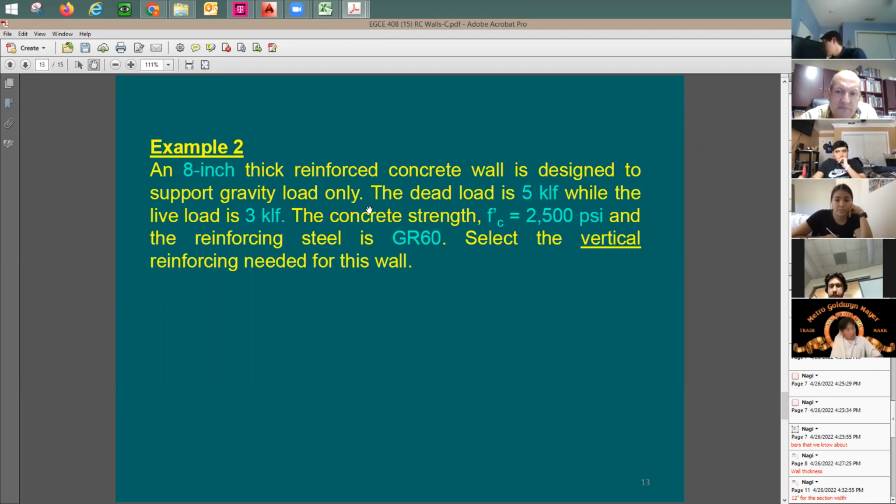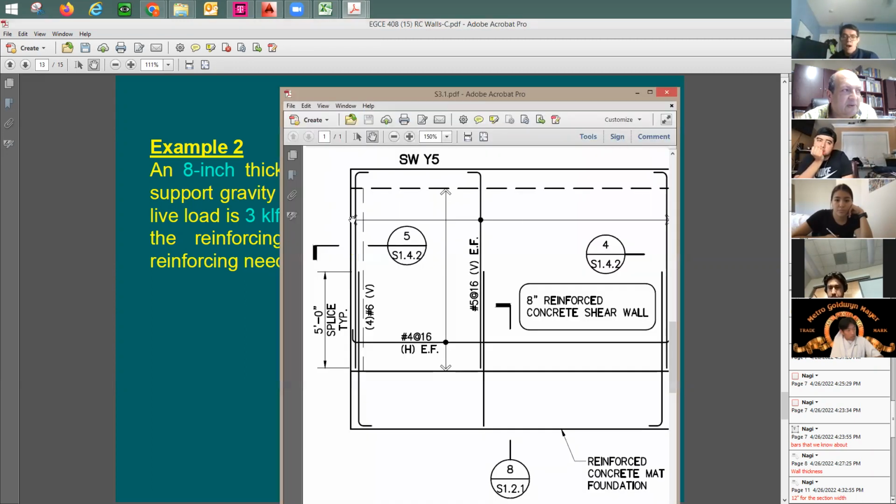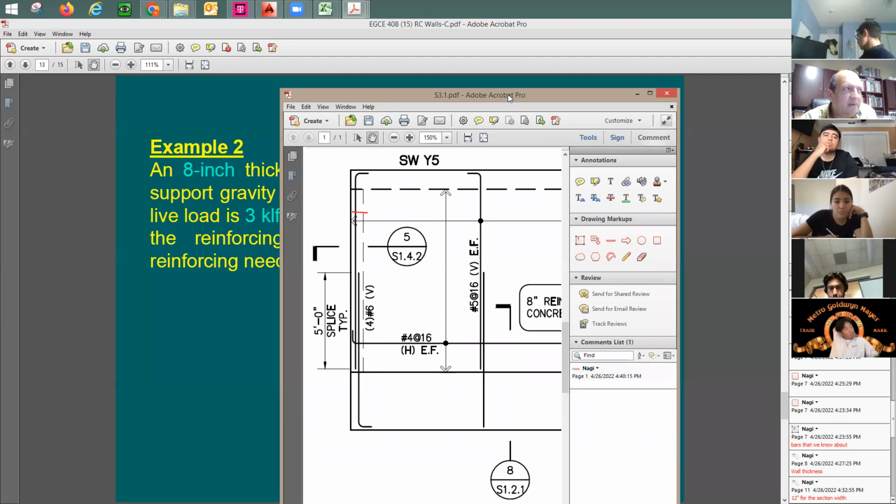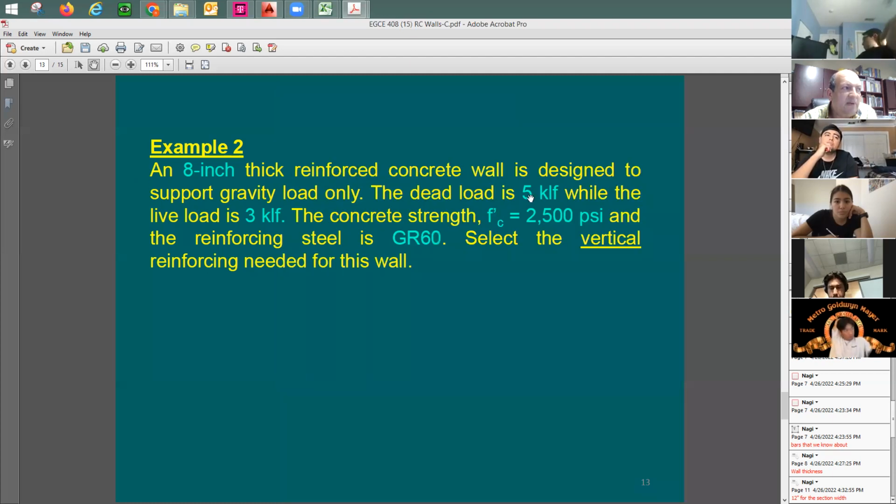So for each foot of the wall length in plan view, this is like an elevation, right? So for each foot here, let's say that this gives you 1 foot, from here to there. For each foot, you have a dead load of 5 kips per linear foot and a live load of 3 kips per linear foot.